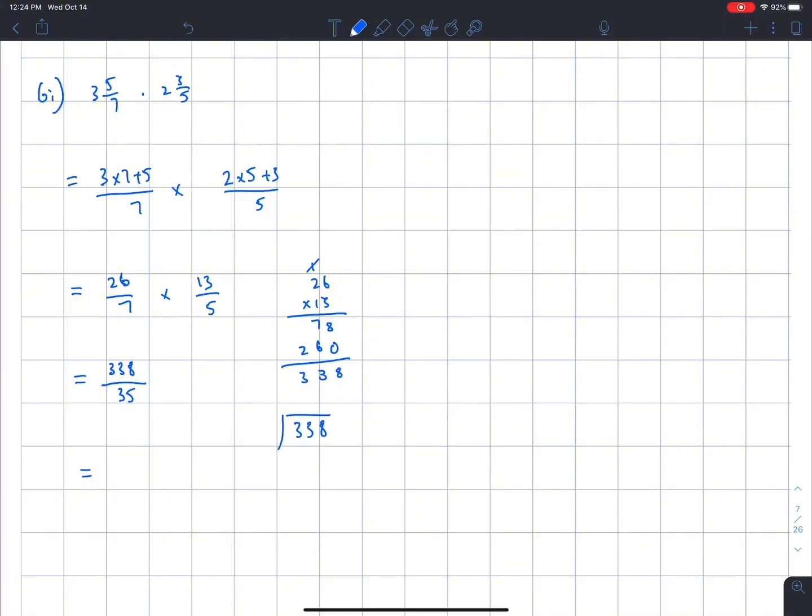And now I would just divide them. I'm thinking 9 will work, because 35 times 10 is 350. That's why I think 9 will work. 9 times 5 is 45. 9 times 3 is 27. 27 plus 4 is 31. And then we subtract them. 8 minus 5 is 3. 3 minus 1 is 2. So our answer is 9 and 23 over 35.